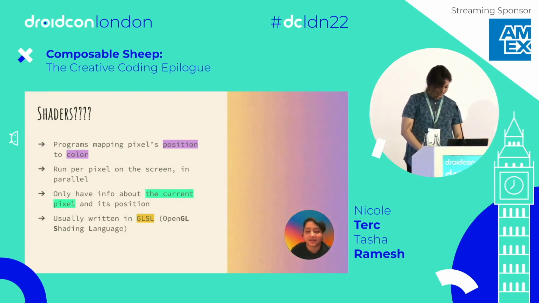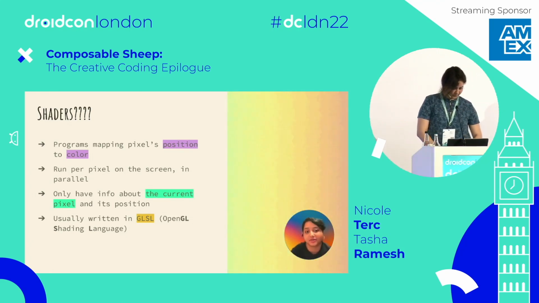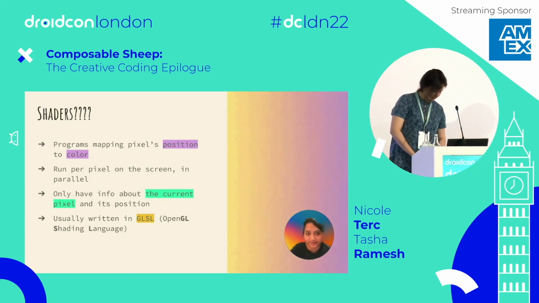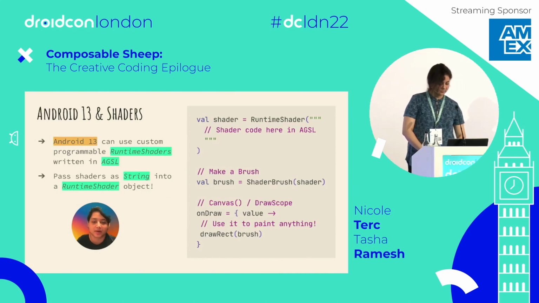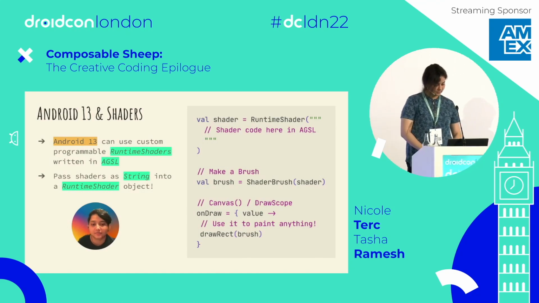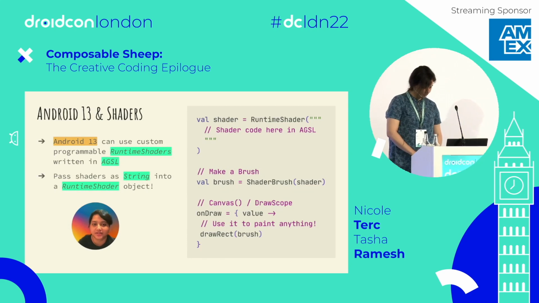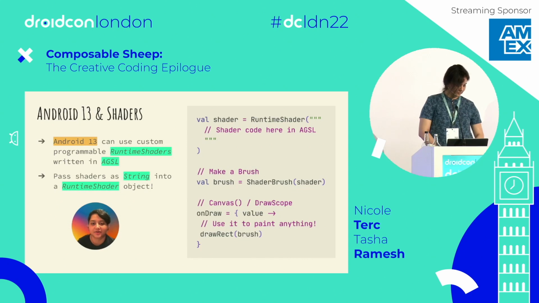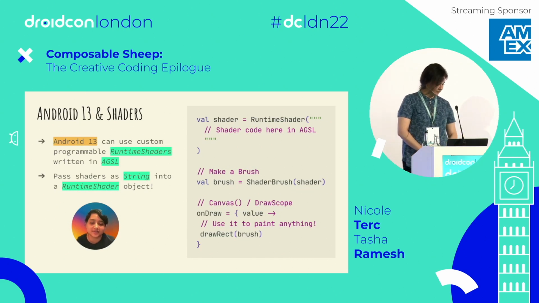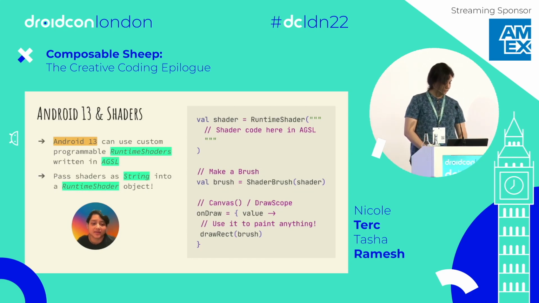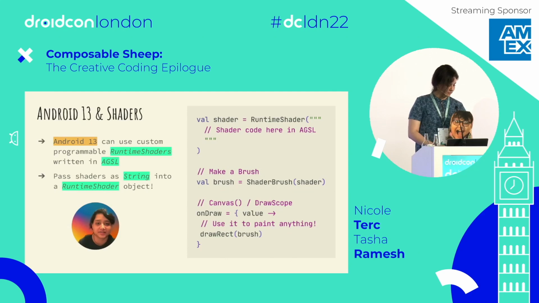Shaders are usually written in the OpenGL shading language, which is a very C-like language, also known as GLSL. But today we're going to look at how we'd write them for use on Android. With Android 13, you can use custom programmable shaders, which means you can use any arbitrary shader as a brush when drawing. You just have to pass the shader code as a raw string into the runtime shader constructor and use the resulting runtime shader object to create a brush. Here the shaders will be written in AGSL, aka Android Graphics Shading Language. AGSL is kind of similar to GLSL, with which most shaders are written, so most of the time you can get by with tweaking GLSL to convert it to AGSL syntax.